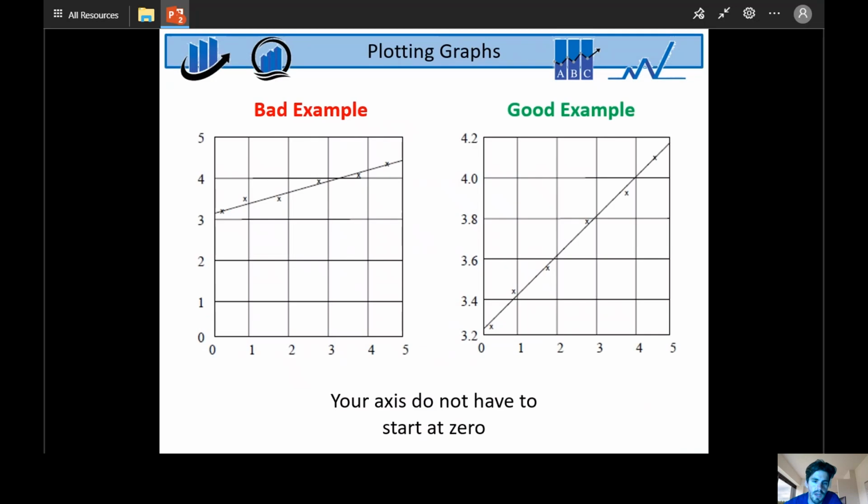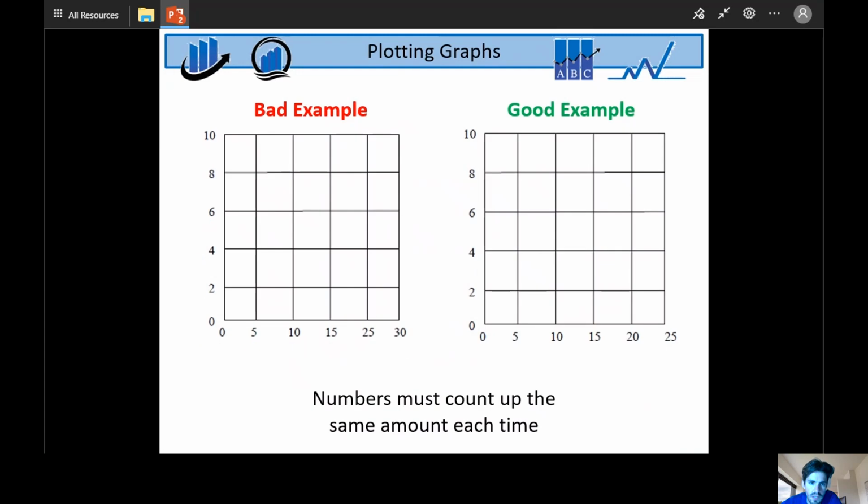Okay, so on the left, we've got a bad example ranging up from 0 to 5 on the y-axis. You can plot that exact same data without including all that data down to 0, and you get a much better spread. It's much easier to see the relationship being shown there. You'll also notice that because it's a straight line, we're using a ruler, we're not joining dot to dot. Okay, but our axis does not have to start at 0.